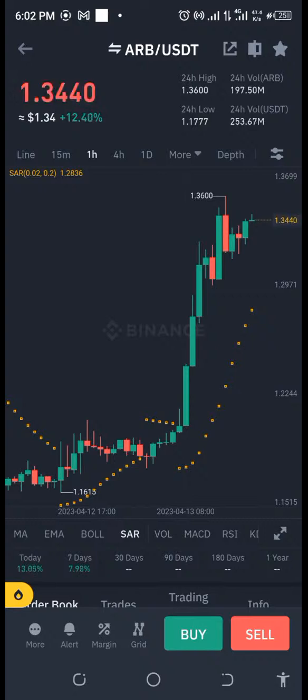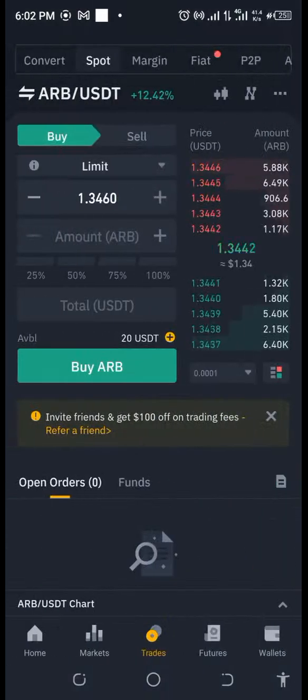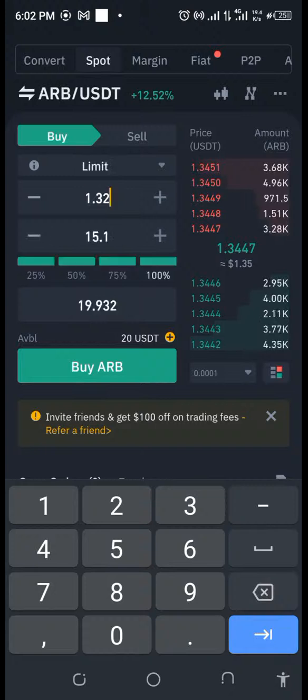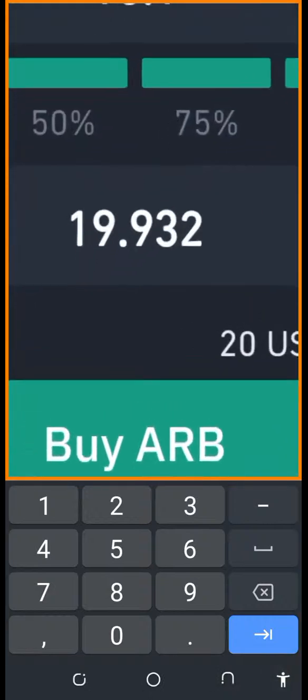So let's go ahead and see how we're going to do this. Let's do a quick simulation. Currently the price is at 1.34. I'm going to take this down to 1.32, and then I would pick up the entire 100. It's not picking up everything though. It's just picking up 19.93, but that's fine.